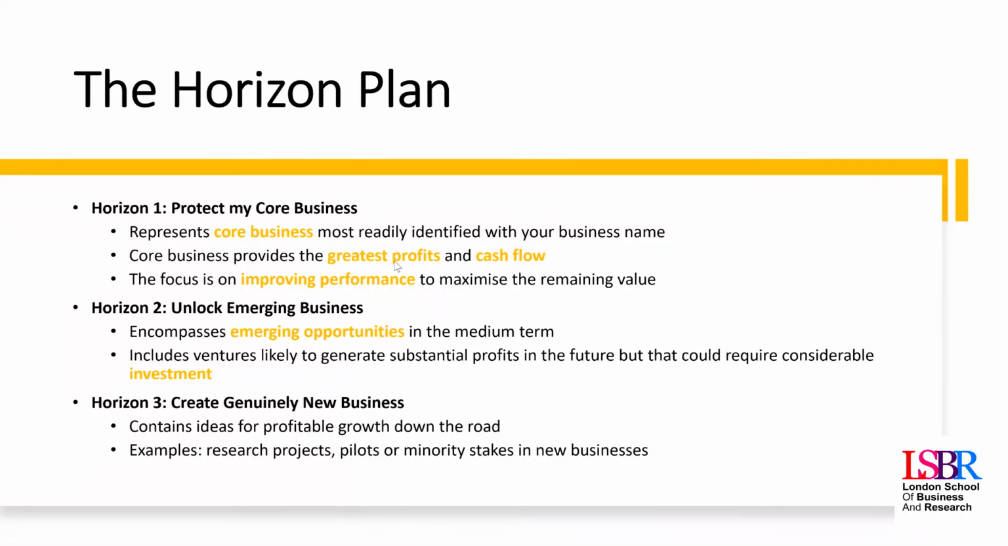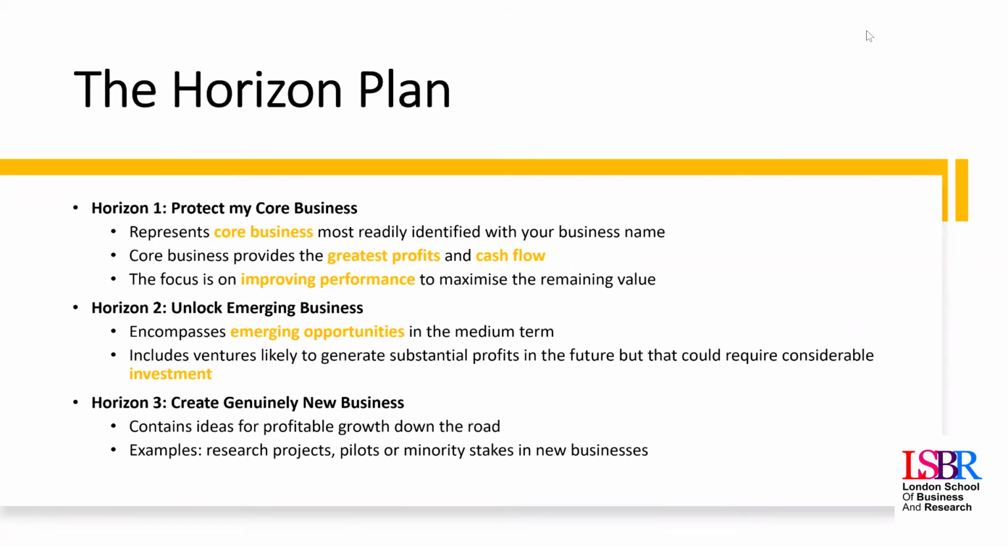So the next stage is thinking about the Horizon plan and asking, what do we do with it? We've talked about this already. The core business is all about protecting. Short-term strategy tends to be reactive. It's all about making sure your business is adapted or changed to cope with what's going on. Horizon 2 is about unlocking emerging business opportunities. It's about identifying what could generate profit for you in the medium-term future. In 3 to 5 years, what might be different? How can we make profit? How can we make money from a business idea?